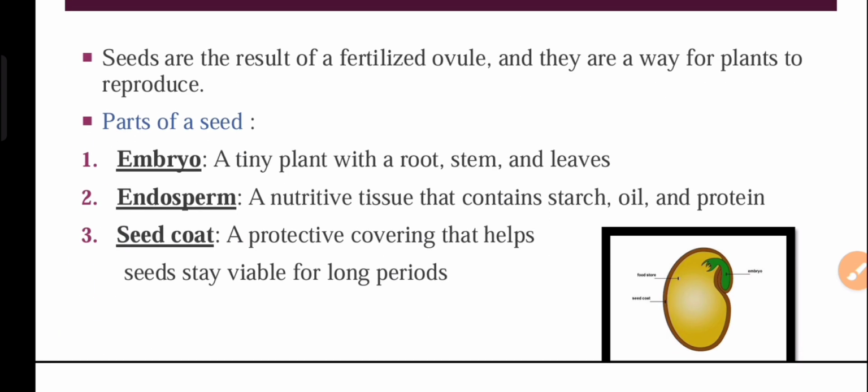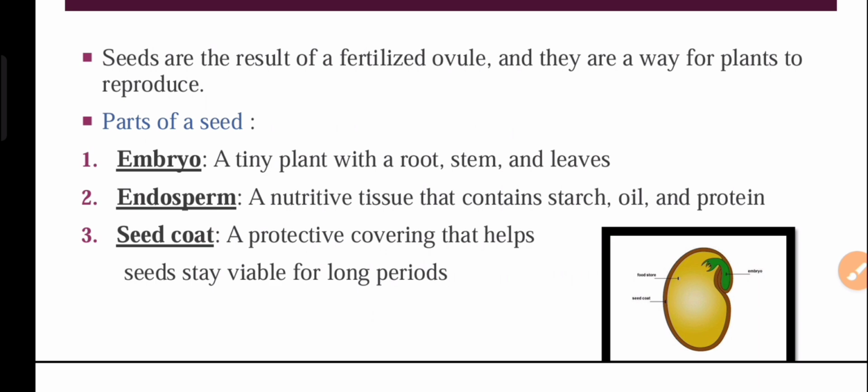Coming to the seed, the result of the fertilized ovule. The ovule is present inside the ovary, right? So what is the ovary then? The ovary is a pericarp part.